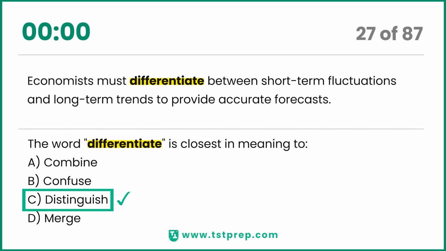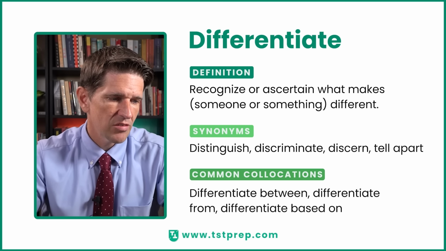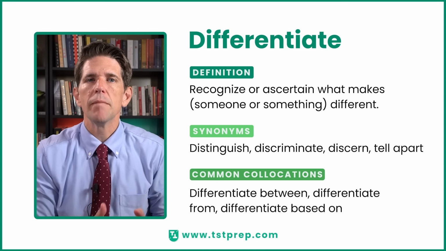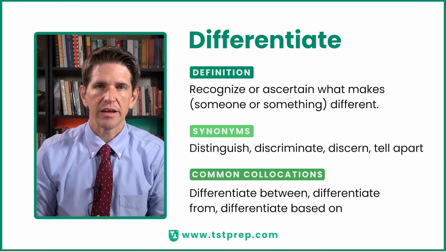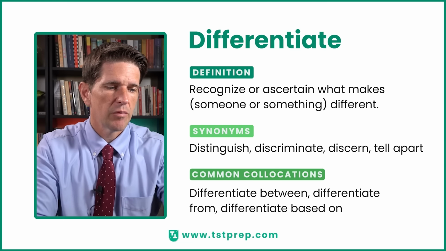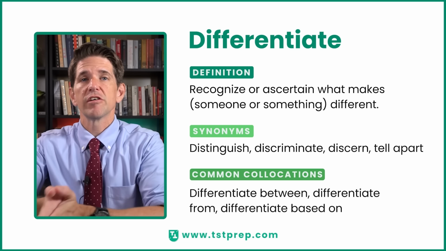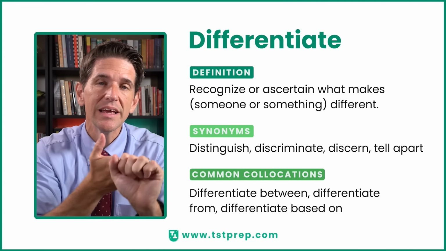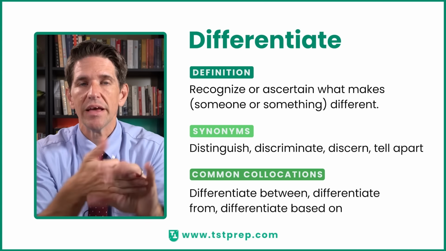So to differentiate, the correct answer is C, distinguish. It's to recognize or ascertain what makes something different. So it's basically a fancy way of saying make something different, differentiate. So you could think of that if something is different, you can differentiate from. If you want to differentiate from somebody, you have to change yourself. So I hear that phrase a lot. Differentiate from, differentiate between, differentiate based on.